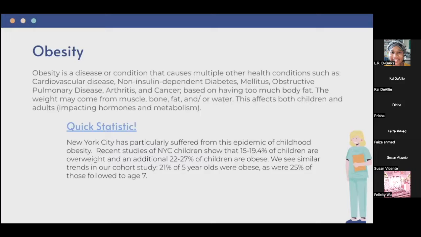Here's a quick statistic. New York City has particularly suffered from this epidemic of childhood obesity. Recent studies of New York City children show that 15 to 19.4% of children are overweight, and an additional 22 to 27% of children are obese. We see similar trends in our cohort study. 21% of 5-year-olds were obese, as were 25% of those followed to age 7.